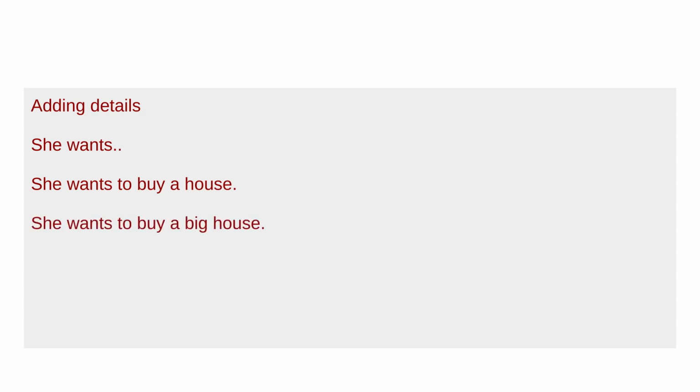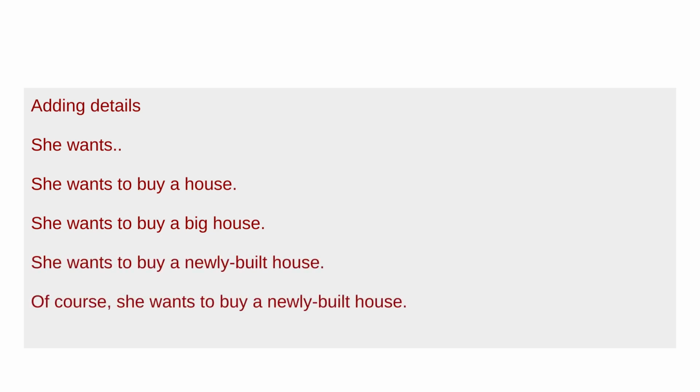What other ways can you add the details? She wants to buy a house. She wants to buy a big house. She wants to buy a newly built house. So what we have discussed in this slide are the adjectives. House, big house, newly built house. Here we are adding adjectives to the noun house.